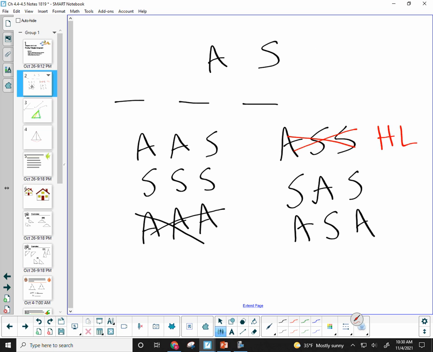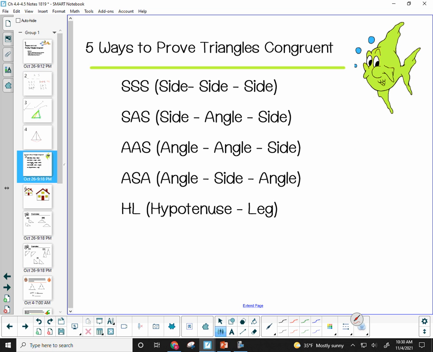So to help you remember, you're not allowed to swear in school. Can't use angle side side. Okay? You can't use AAA, trademark by the American Automobile Association. Right? So we're left with everything else. So I gave you a list here of all the different combinations. Now, we need to understand the difference between really these three here.